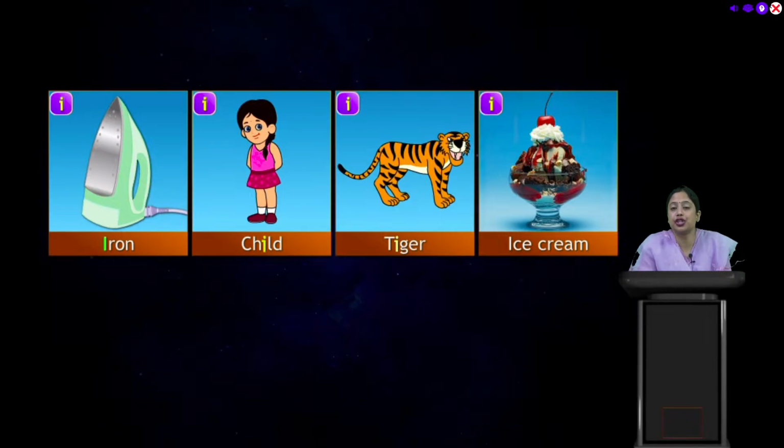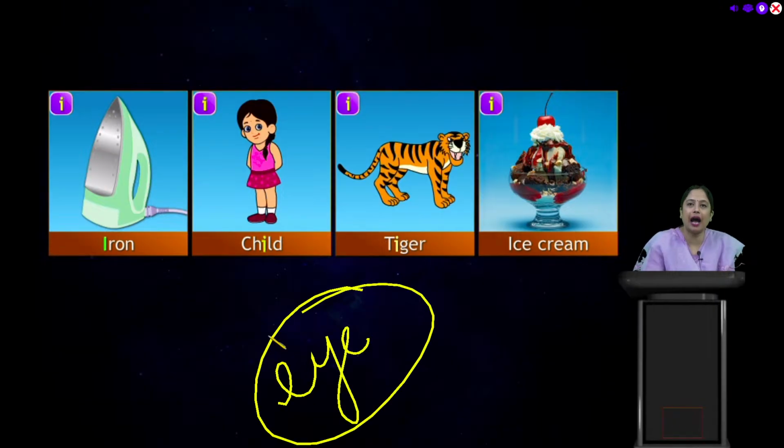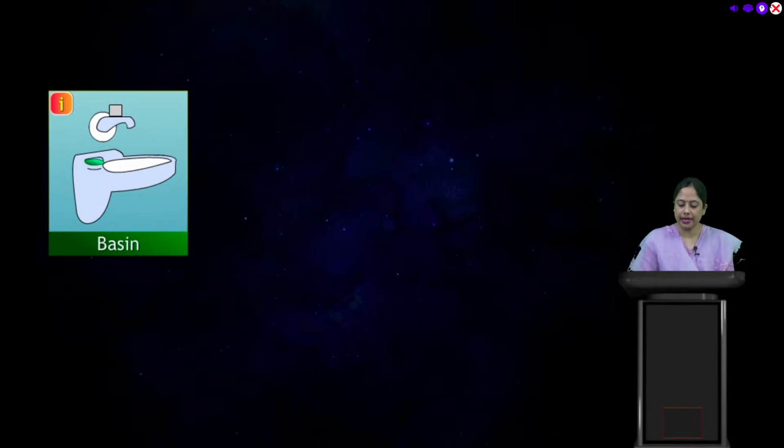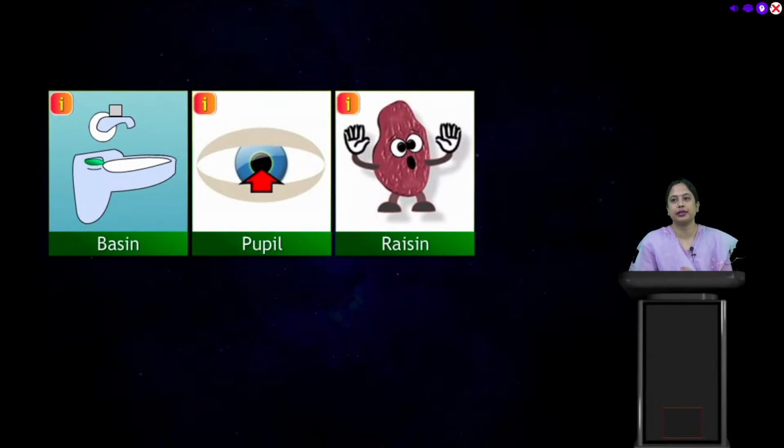Iron, child, tiger, ice cream. See, again the same letter I produces a different sound. This time it produces the I sound. Say E-Y-E-I. Yes. Iron, child, tiger, ice cream. So in the previous slide we have seen the letter I produces the E sound. Here it produces the I sound. Again, let us see 4 more such words.